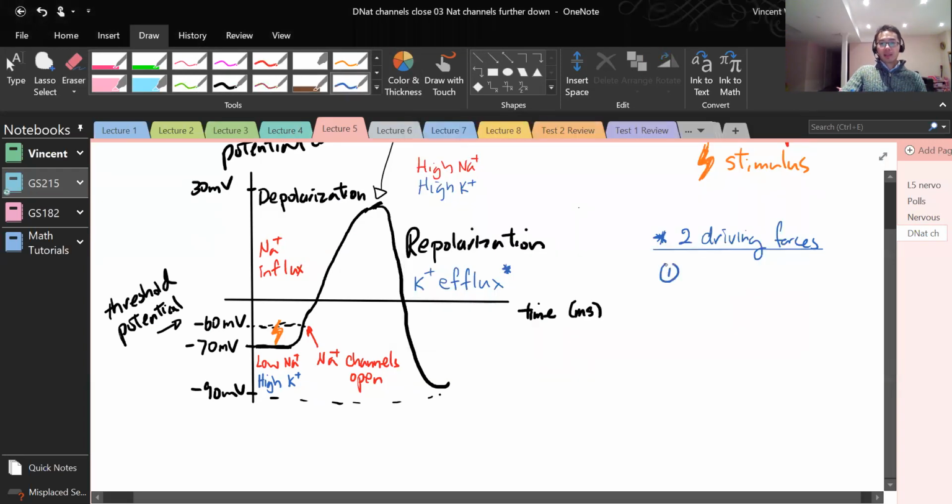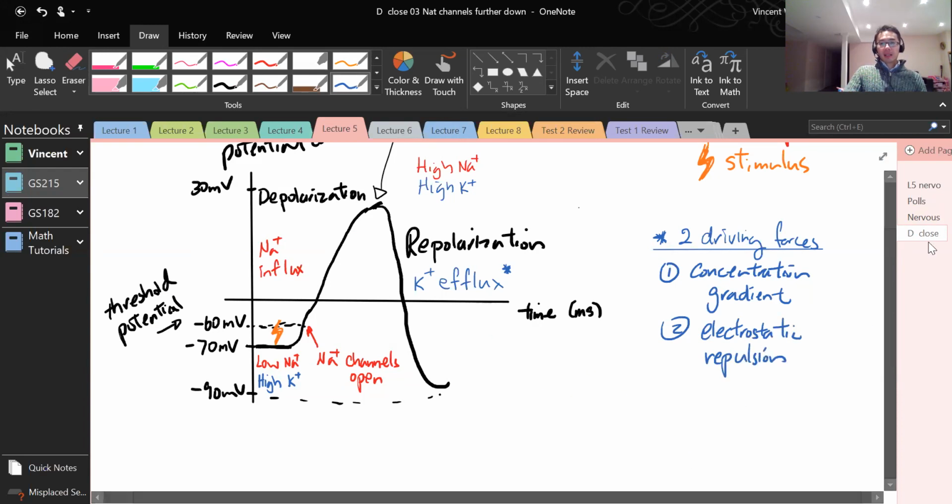Okay, so number one, concentration gradient. Potassium was high on the inside, it's low on the outside, it wanted to leave. That's understandable. But why does so much of it leave to the point where we're going to get to negative 90? The second driving force is electrostatic repulsion.